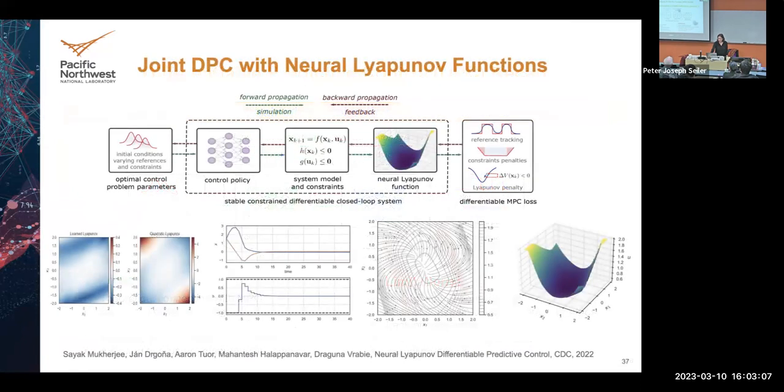Okay, so we started by looking at how do we guarantee stability. So here at the top, we're showing the representation that you've seen before. So you have the control policy, we're trying to learn the system model. And what we're introducing also is a neural representation of a Lyapunov function. And we train everything just like we did before.